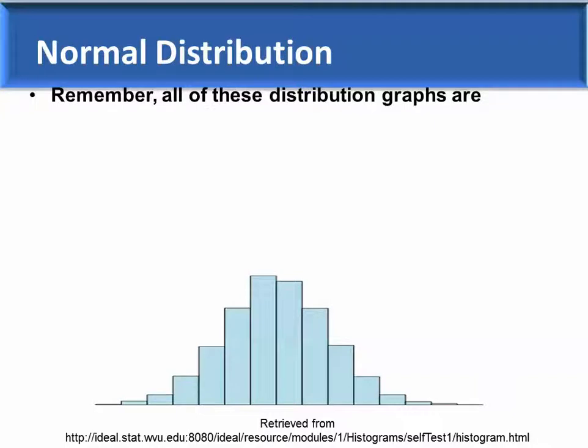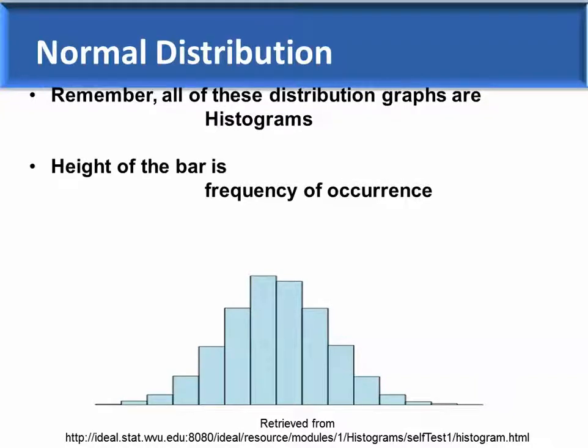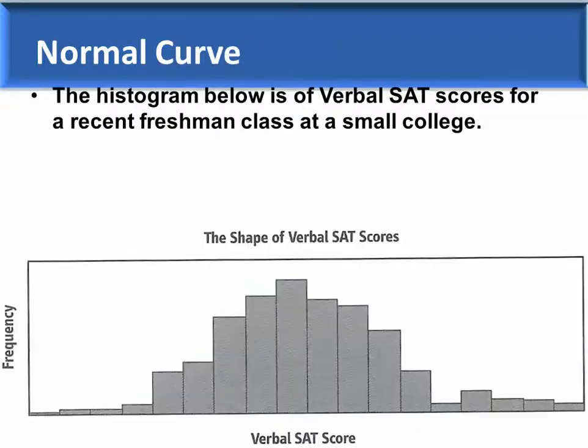All of these distribution graphs are histograms. Like I said, the height of the bar represents the frequency of the occurrence. And in these normal distributions, most of the data values fall in the middle.